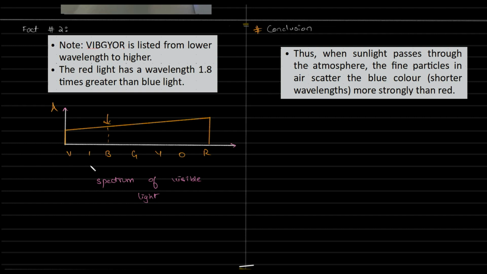There are 2 facts. This is extra for your knowledge. Our eye is more sensitive to blue, first thing. Second thing is our sun emits more blue light than violet and indigo. Compared to all of this, it emits more blue light.